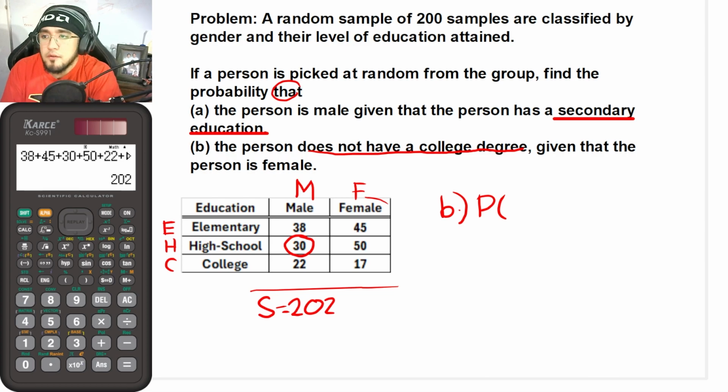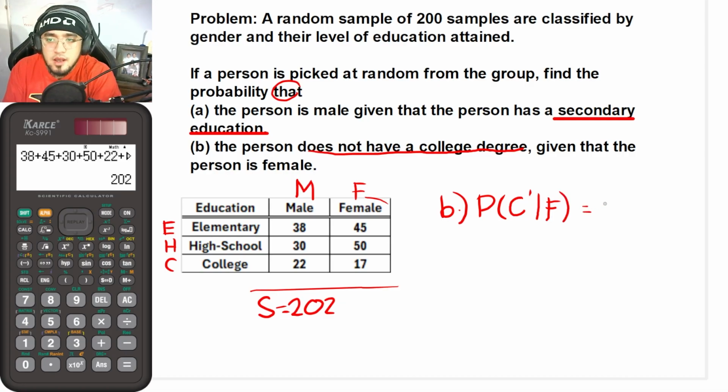Okay, so if we are to write its equation form, what is the probability? So how can we write this in terms of symbols? So does not have a college degree, that is basically C complement. So when we say C complement, it means that if this is C, its complement would now be this one here, which is not included in 22 and 17. Okay. So again, what is now the probability of C complement in the condition that it must be female? So this is now our equation.